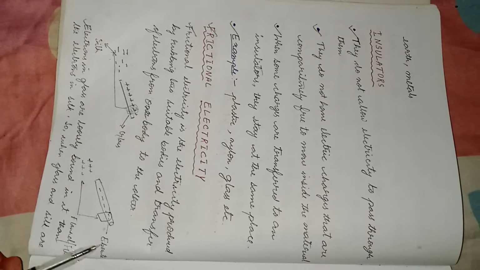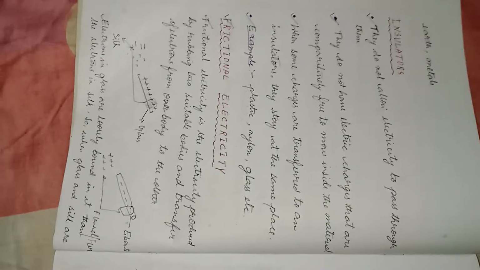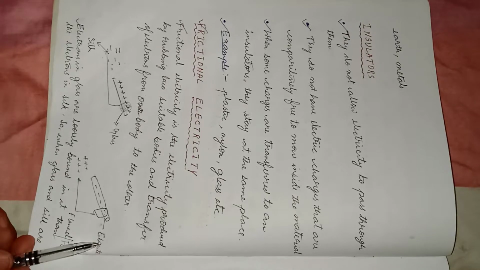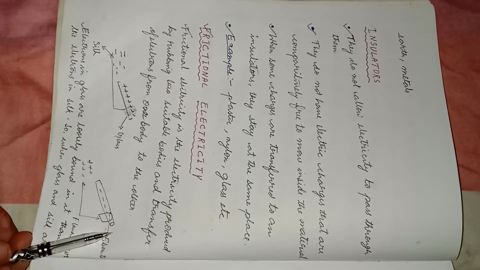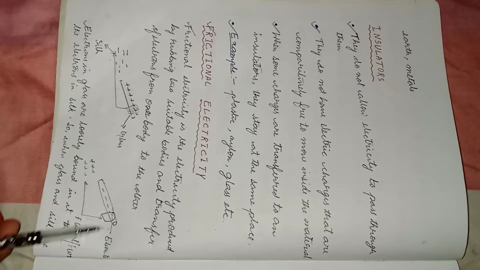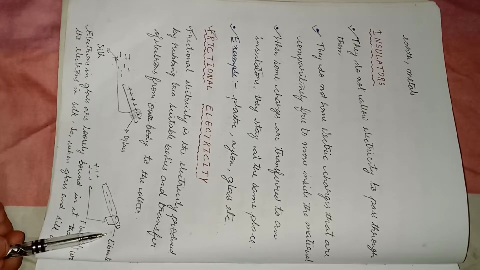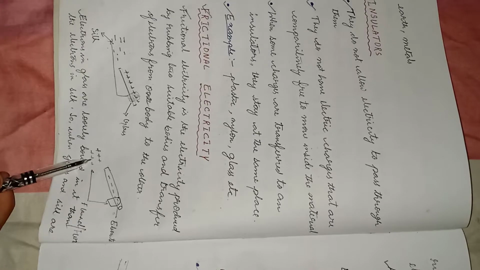Another example you can take here is ebonite and fur. We can name this fur as flannel also. The electrons in fur are more loosely bound than the electrons in ebonite. So when ebonite and fur are rubbed together, the comparatively loosely bound electrons from fur get transferred to ebonite. As a result, ebonite becomes negatively charged and fur becomes positively charged.